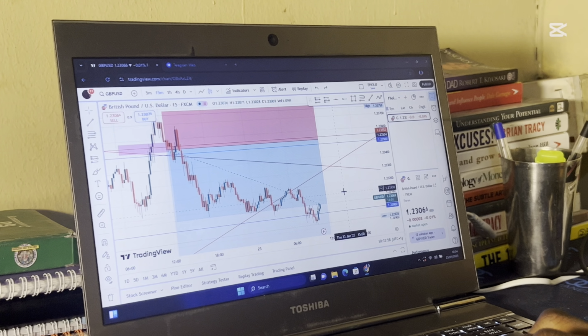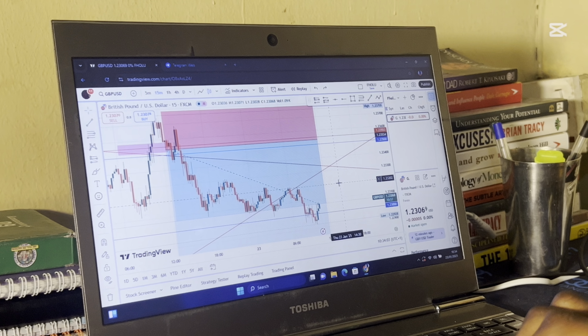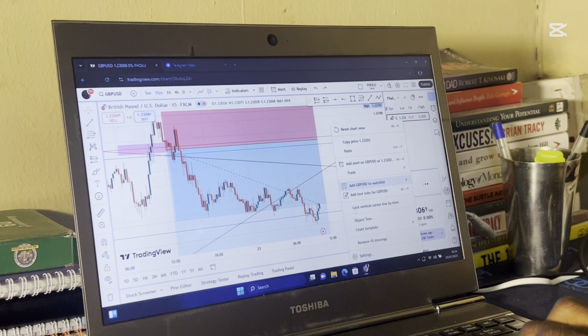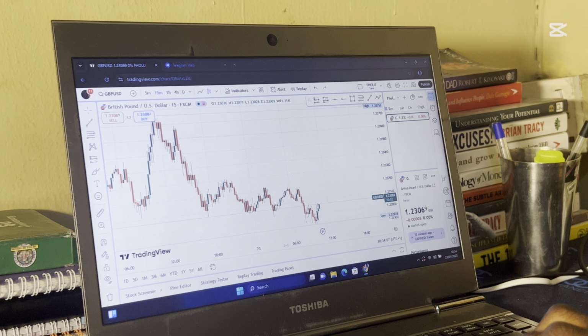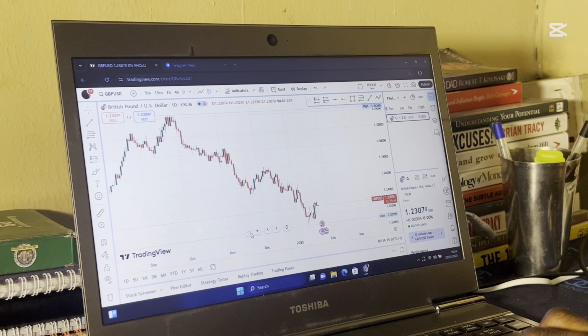For me to do this complete breakdown and show you the step-by-step procedure of how I'm able to get this trade, I need to delete or remove my joint. So the first thing you have to do is just to go to the daily time frame. I just need to understand the direction of the market. That's why I'm going to the daily time frame.